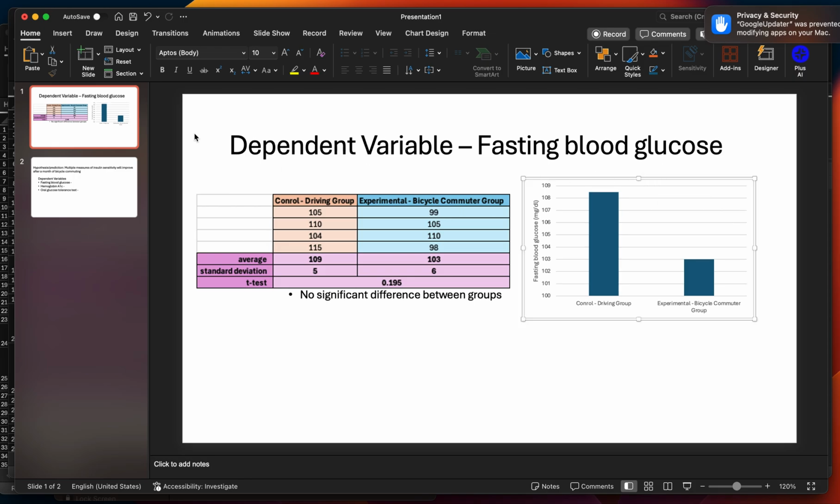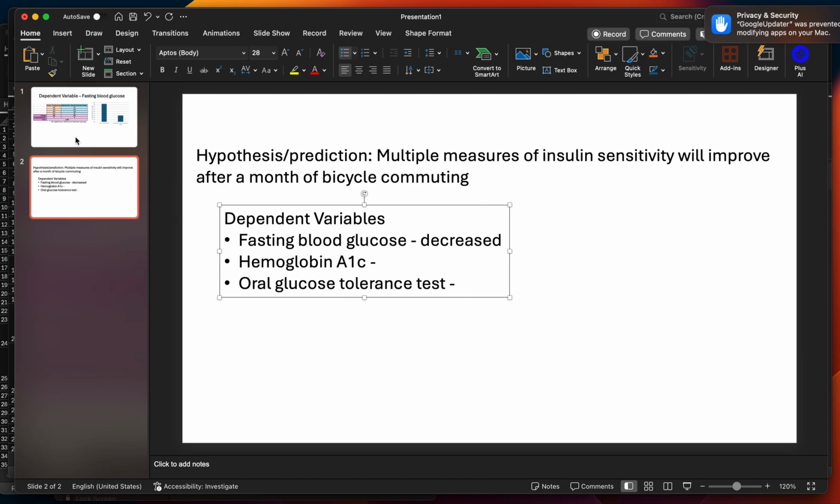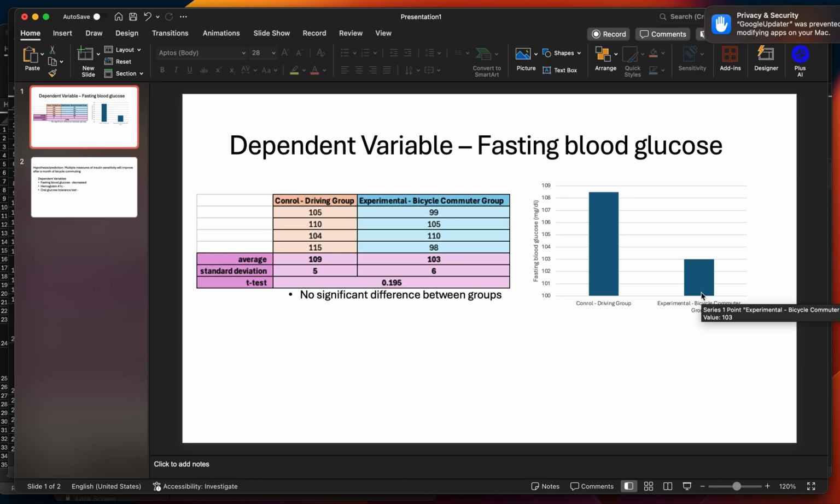Now, the one other complication is you haven't talked about your hypothesis yet. So whoever's in charge of the slide for your discussion section, you need to communicate to them what's going on. So the hypothesis was multiple measures of insulin sensitivity will improve after a month of bicycle commuting. Let's say I measured 3 different dependent variables for this. The one I just went through was fasting blood glucose. Fasting blood glucose decreased. No, it did not. Whoa, I just fell for it. It looks like it decreased, but it didn't. There is no significant difference.